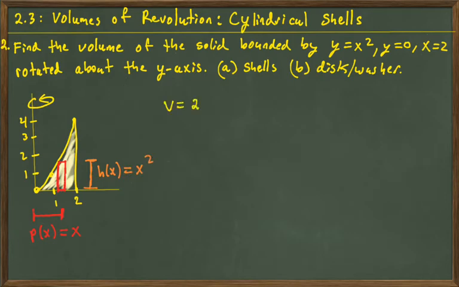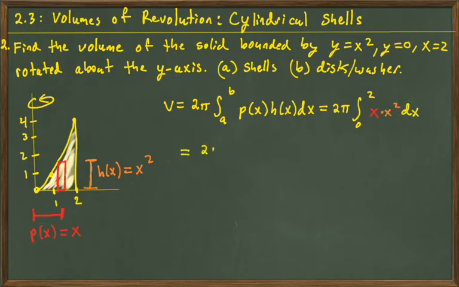So for your shell method, volume is equal to 2 pi, integral from a to b, p of x, h of x, dx. So that's going to be 2 pi, integral, and we are doing it in terms of x, so limits of integration for x are 0 to 2. x times x squared dx. It's going to be 2 pi, integral from 0 to 2 of x cubed dx.